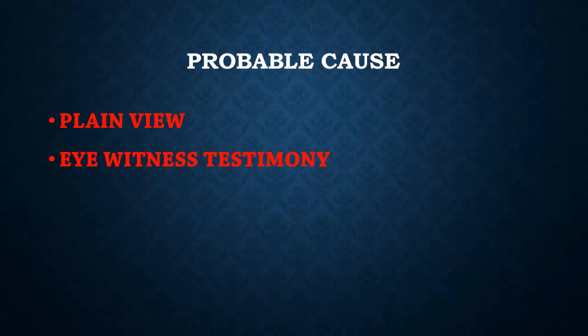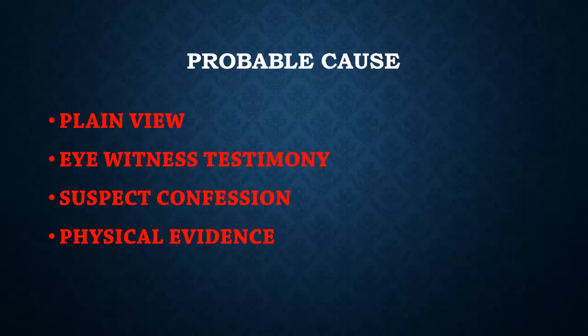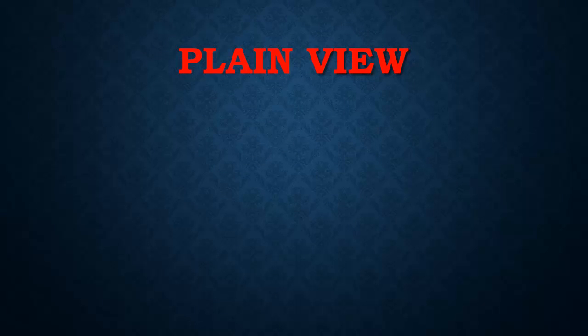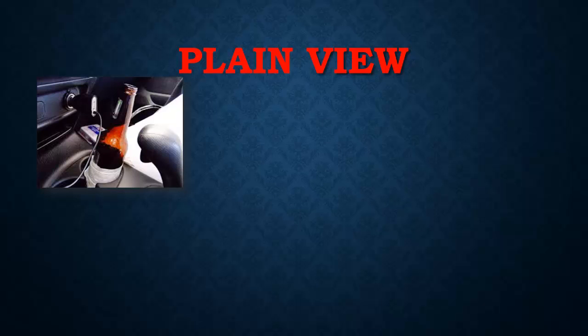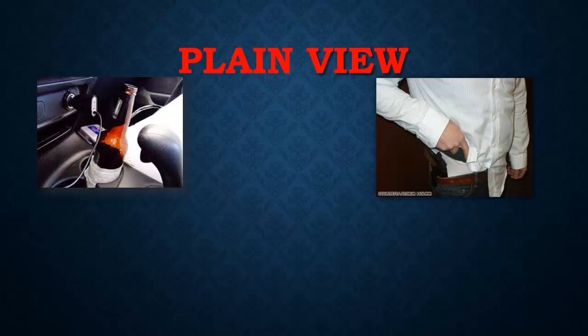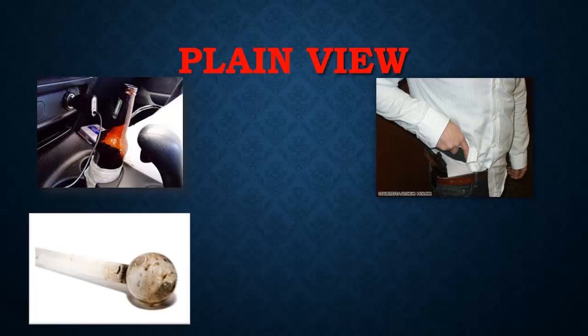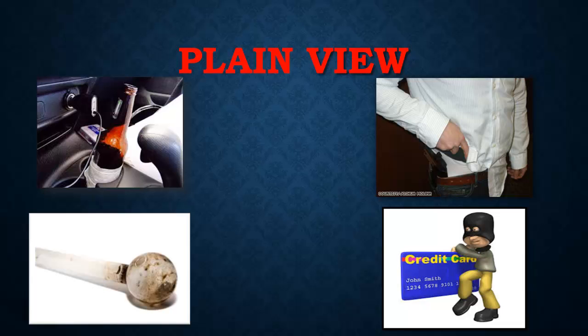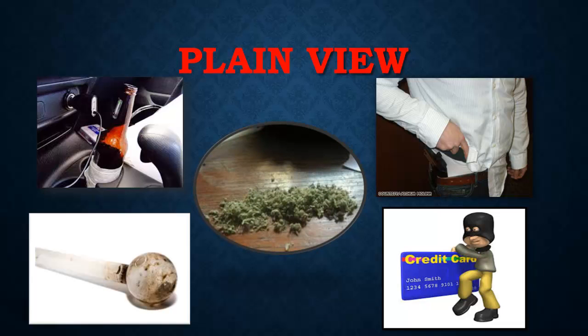Let's take a look at some probable cause. 1. Plain view. 2. Eyewitness testimony. 3. Suspect confession. 4. Physical evidence. Plain view doctrine. The rule that a law enforcement officer may make a search and seizure without obtaining a search warrant if evidence of criminal activity or the product of a crime can be seen without entry or search. Example: a policeman stops a motorist for a minor traffic violation and can see in the car a pistol or a marijuana plant on the back seat, giving him reasonable cause to enter the vehicle to make a search.